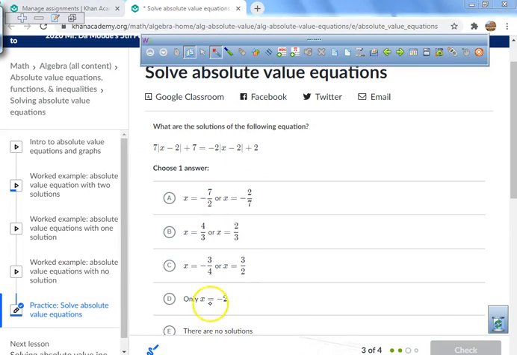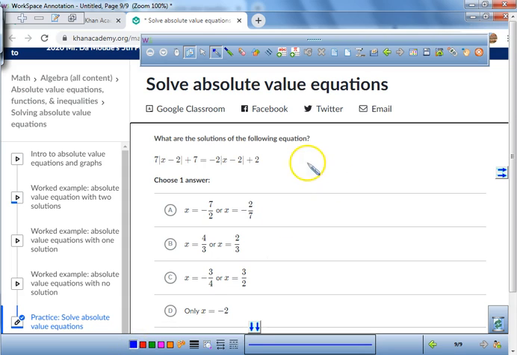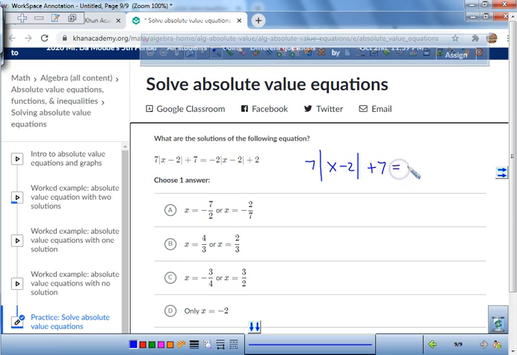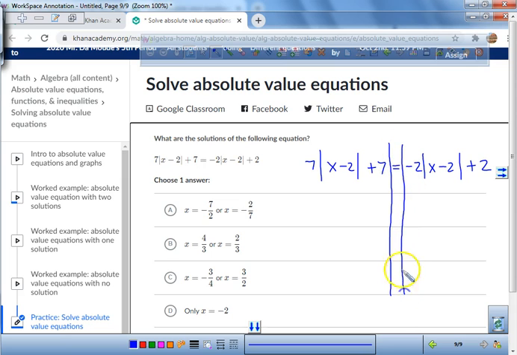All right, so here we go. Here's our second problem. We're going to write 7 times the absolute value of x minus 2 plus 7 equals negative 2 times the absolute value of x minus 2 plus 2. There's my equal sign, so that's something I have to be aware of.